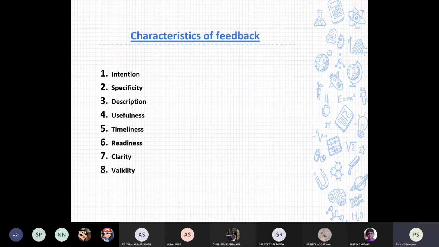Then it will be ineffective feedback, because the other person in due course of time will understand that you are a biased person, and there will be no genuineness as well. Okay, so intentions are very important. When we talk about feedback, the intention should be to help someone in improving their job performance.